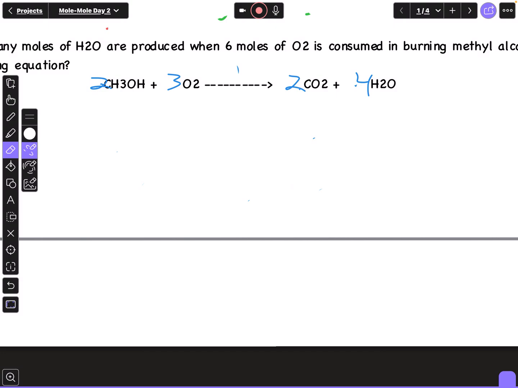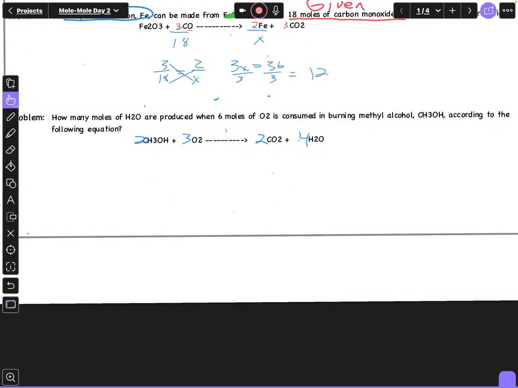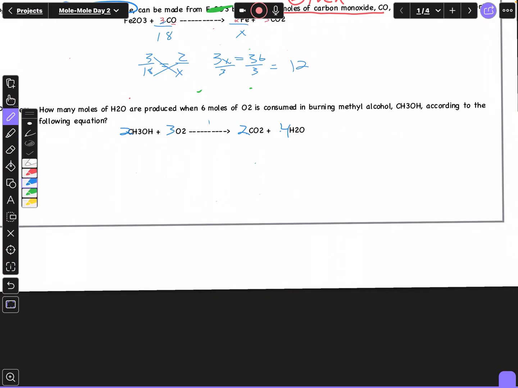And it tells me, how many moles of H2O are produced when 6 moles of O2 are consumed in burning methyl alcohol according to the following equation. So it's asking me for moles of H2O. That's my wanted. And it gives me 6 moles of O2. So it says I have 6 moles of O2.